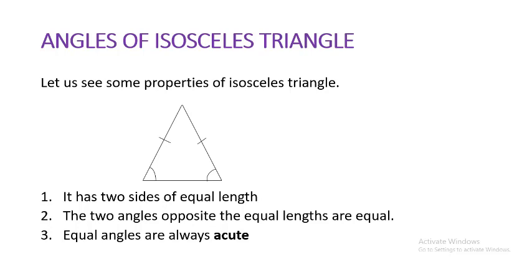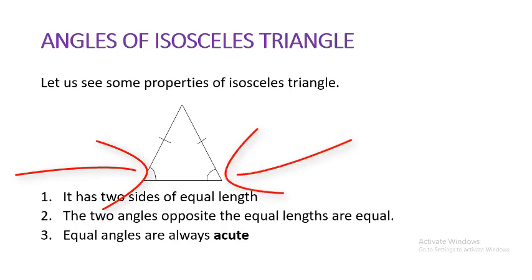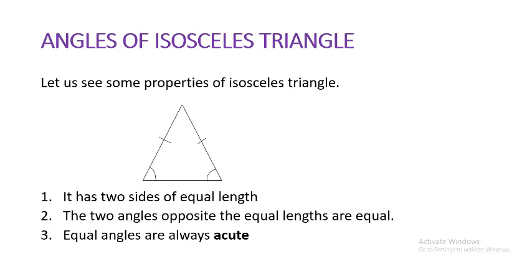So down there we have two angles. So those angles are equal. Why? Because those two sides of this isosceles triangle are equal. So equal angles are always acute. Let us have a look at those two angles. We can see that those angles are less than 90 degrees. So we call them acute angles.